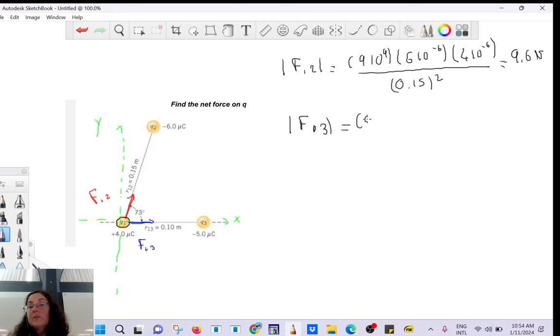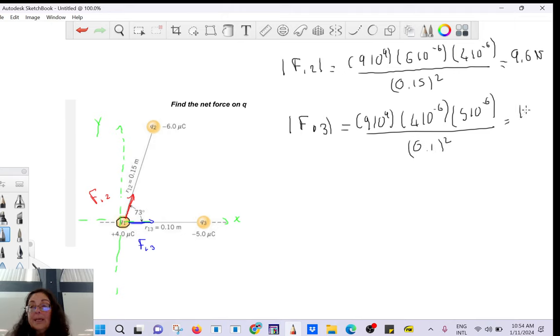Okay, everyone is on board? Then you have the force 4 times 10 to the negative 6, and then you have a 5 times 10 to the negative 6, and then the distance with 3. So notation is very important, it's easy to get confused, and 18 Newton. Is that clear? Okay, and then we have the X component and Y component.